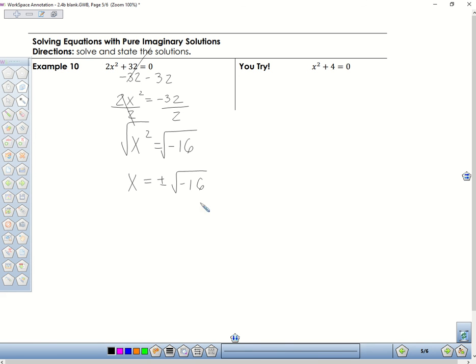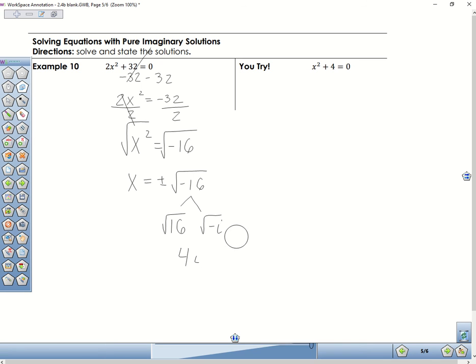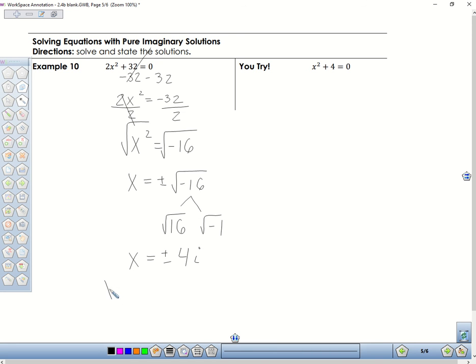So here, what is the square root of negative 16? How do I rewrite that? Negative 4. Like this, remember? And then this becomes 4i. Yeah, this becomes 4i. And that's plus or minus 4i is equal to x. So the two solutions for x are x equals negative 4i and x equals 4i.